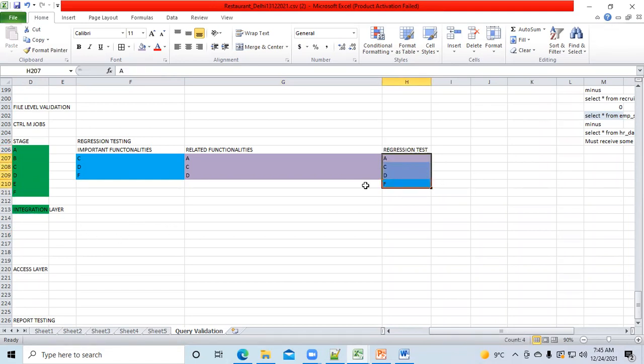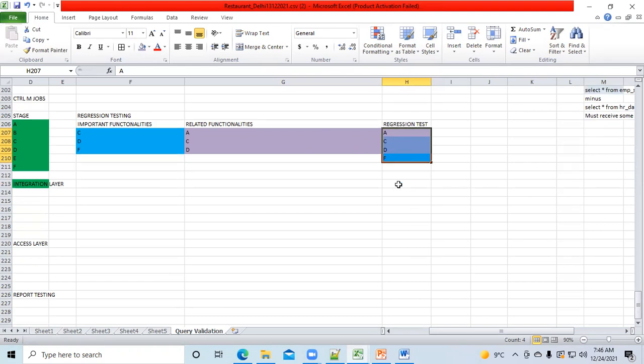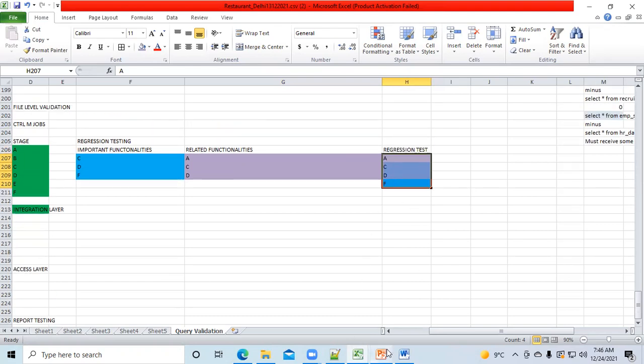Because see, you have taken A, C, D, F. So you're taking it from here only. You will not test some different functionality. You will test the same functionality that you have tested here. But why are you testing here? Because you are under the impression that the developer has made a lot of fixes here. So on the safer side, I want to test these things again. Okay.